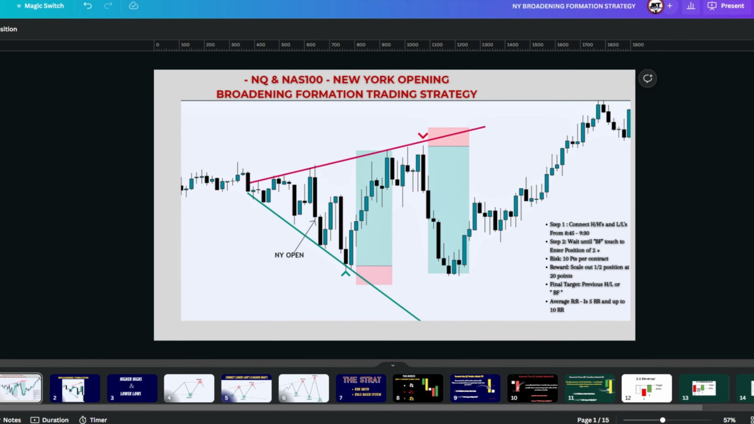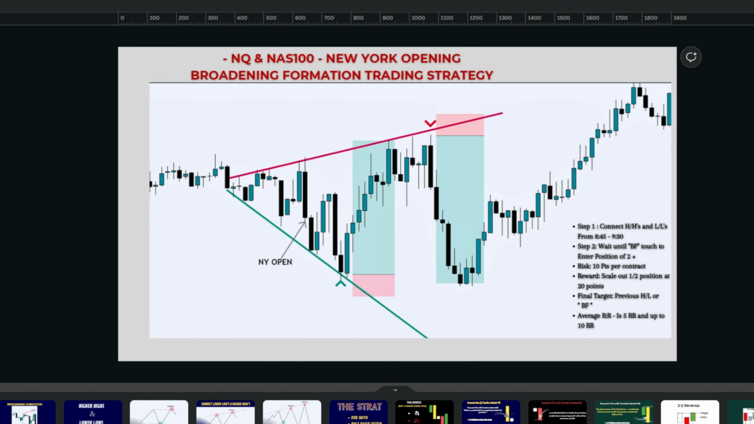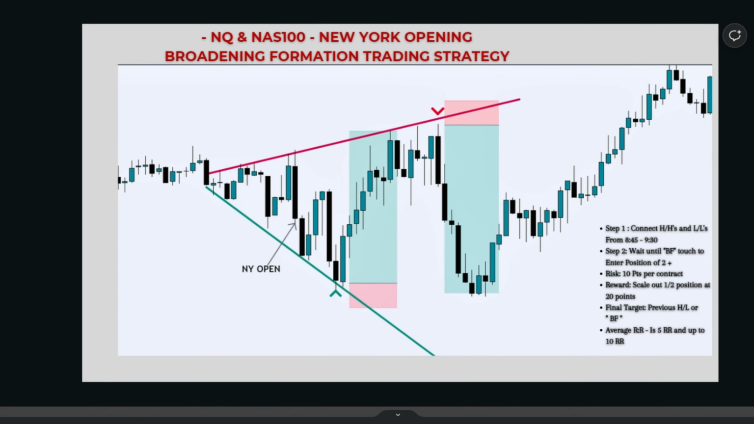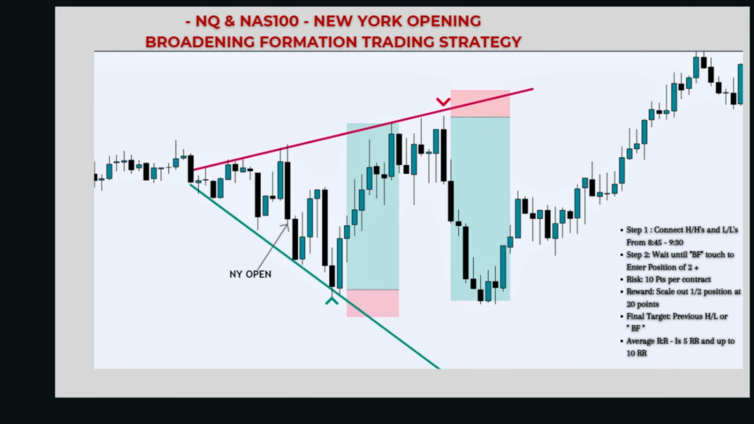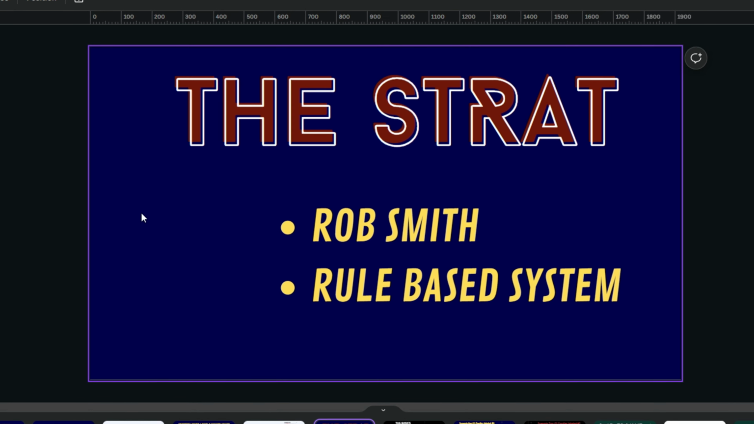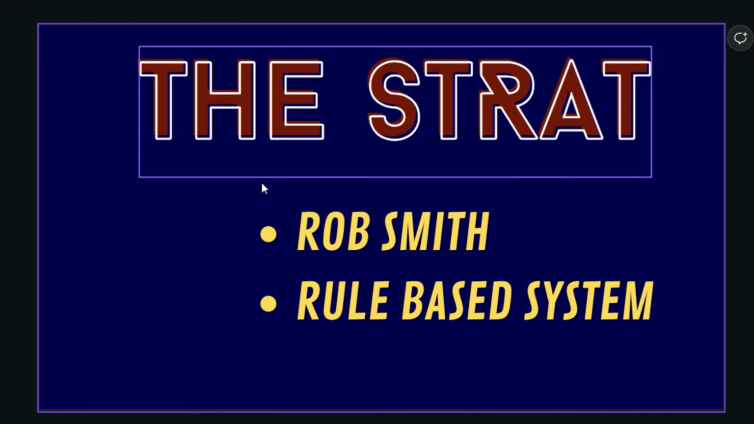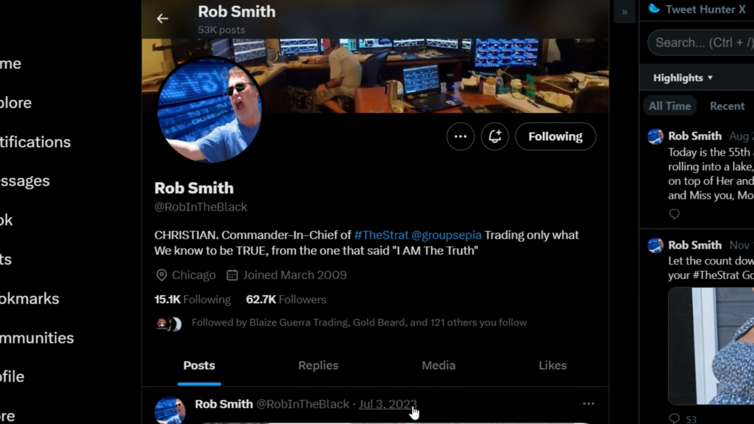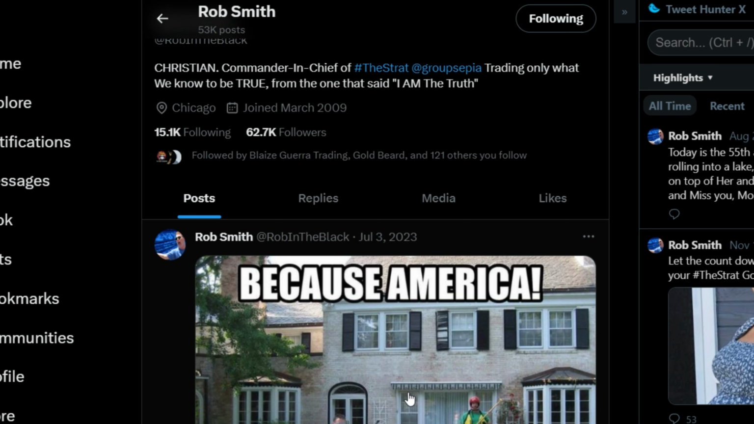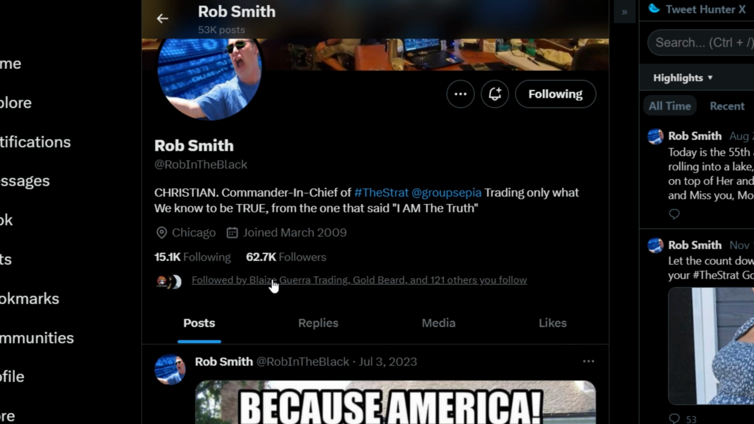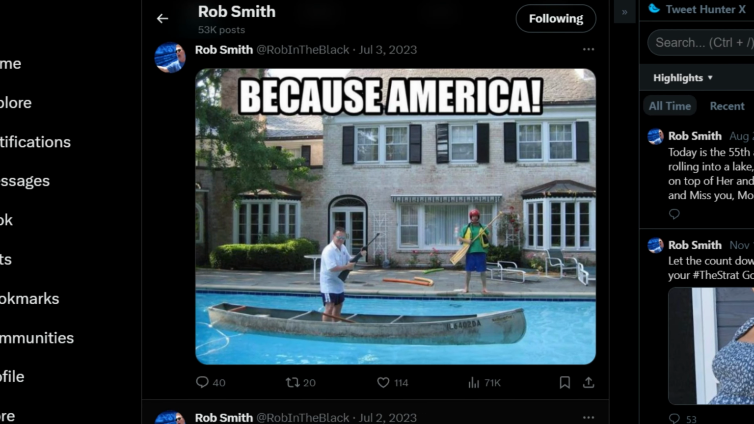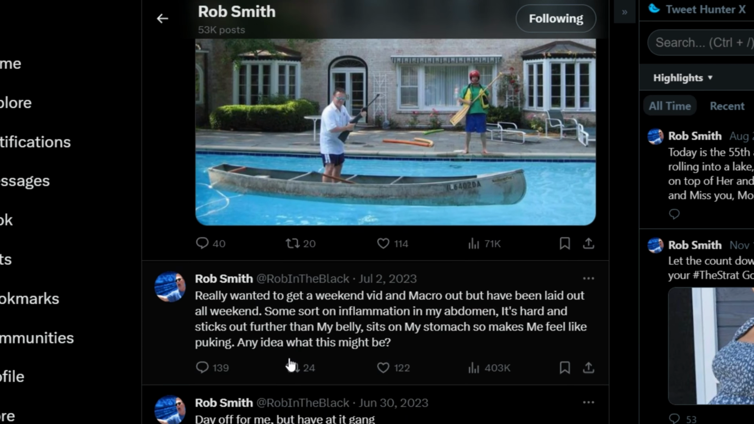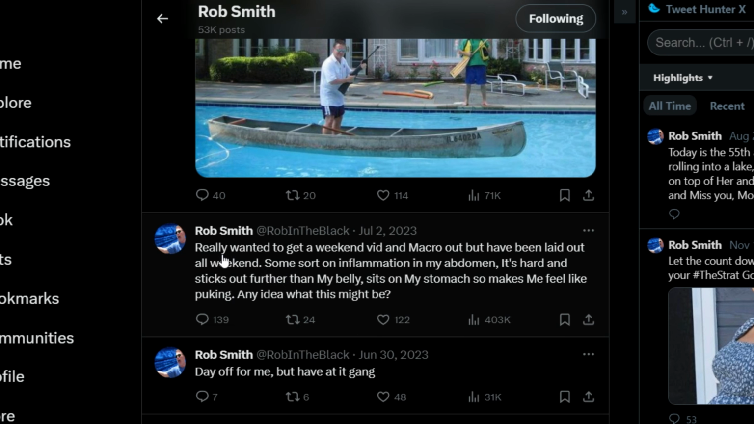All right, so let's go over the exact strategy and how I use the broadening formation. But first, I need to give you a little bit of background information because I did not come up with the broadening formation. This is by a guy named Rob Smith. He has a whole system that he named the Strat. It is a rule-based system. Unfortunately, he died not too long ago, kind of randomly out of nowhere. Yeah, I watched a lot of his content, so it kind of sucks. So let's go. This is the last tweet here in July.